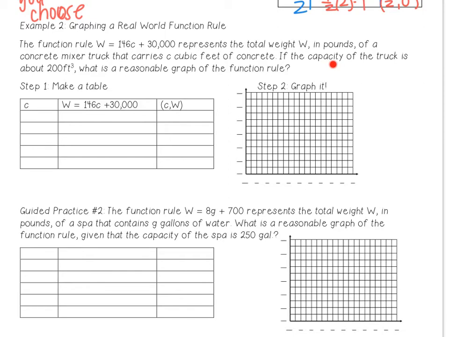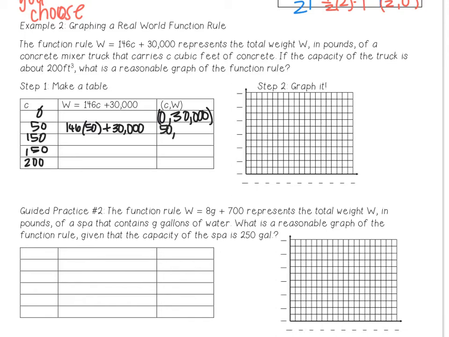So capacity means that I can't go over 200 cubic feet. So my biggest number that I'm going to have is going to be 200 cubic feet. And then let's just pick some numbers beneath that. So how about 150 or 100 or 50, or let's say there's 0. So if I plug in 0, I'm going to get 30,000. So that's going to be the point 0, 30,000.